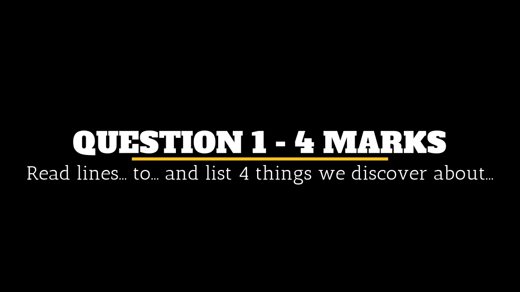The first question is the 4-mark question, the very simple question where you simply take a chunk of the text and you're asked to list some information that you can find in that chunk of the text. Where students often lose very simple marks is not reading the question properly and then finding information from outside of the lines that they've been asked to look at, or finding information that's irrelevant.